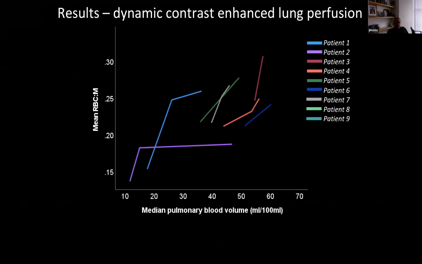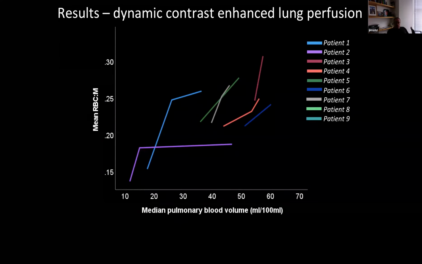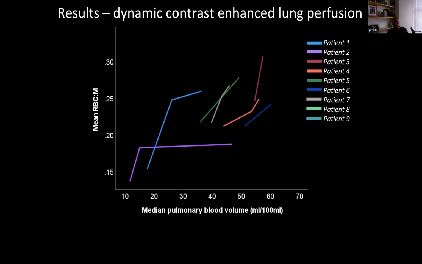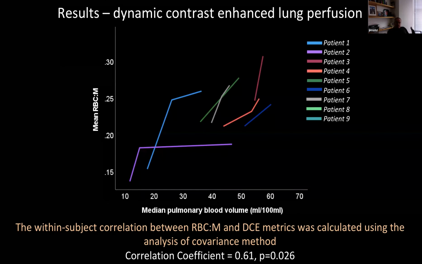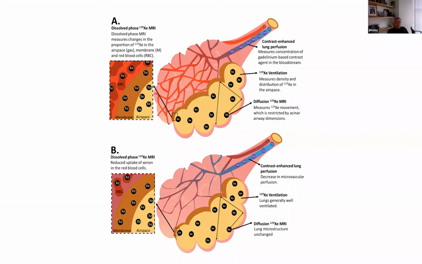So bringing those together, in the few patients where we've managed to get DCE perfusion imaging and xenon red blood cell membrane imaging together, you can see that the correlation there on a point-wise basis is pretty obvious. As xenon RBC membrane goes up, the pulmonary blood volume from contrast-enhanced perfusion imaging is going up. So we see a correlation there, pairwise, between the different sets of measurements.